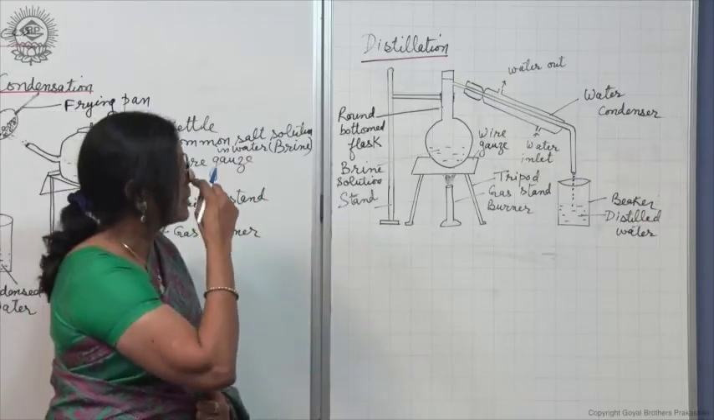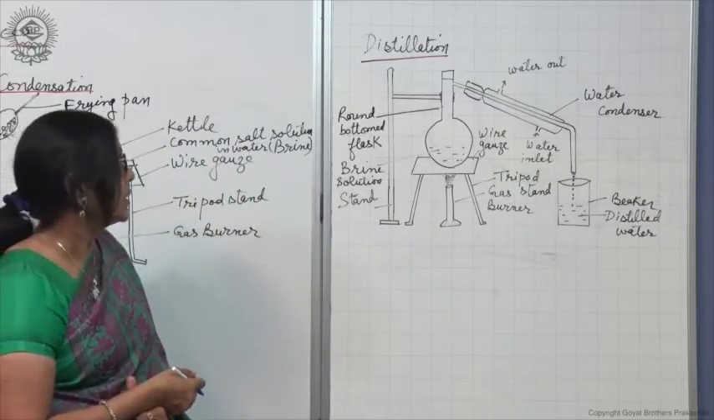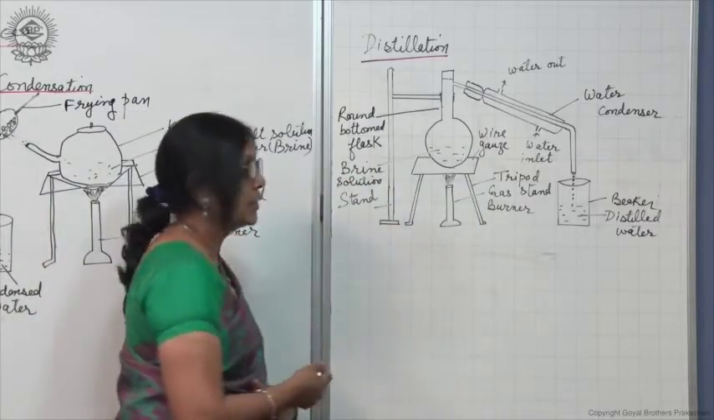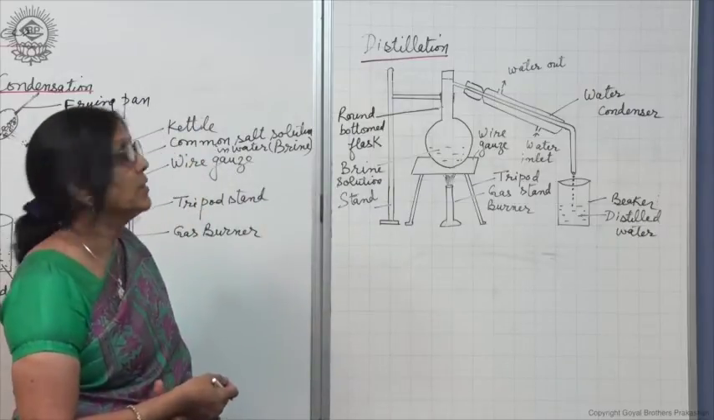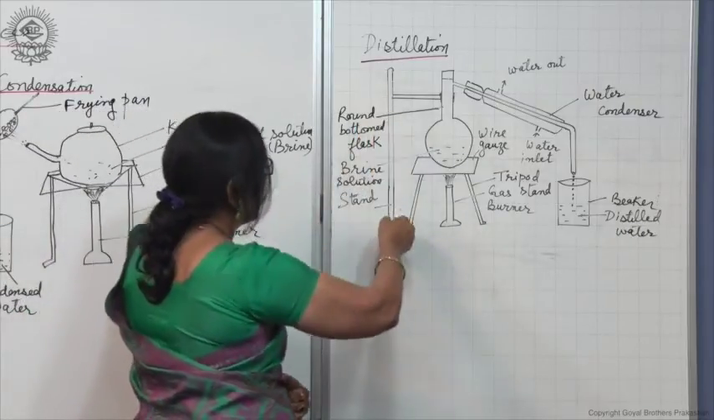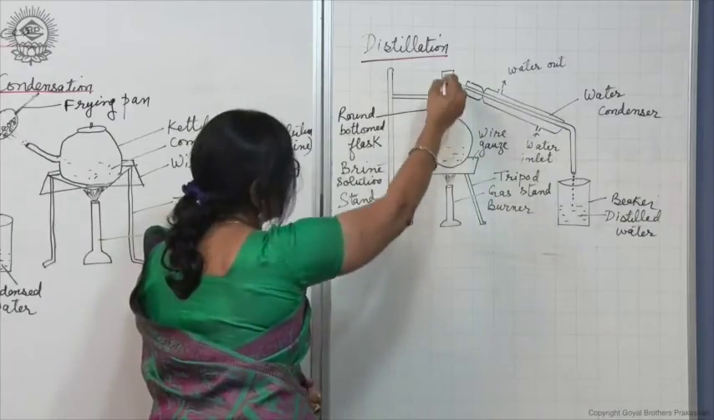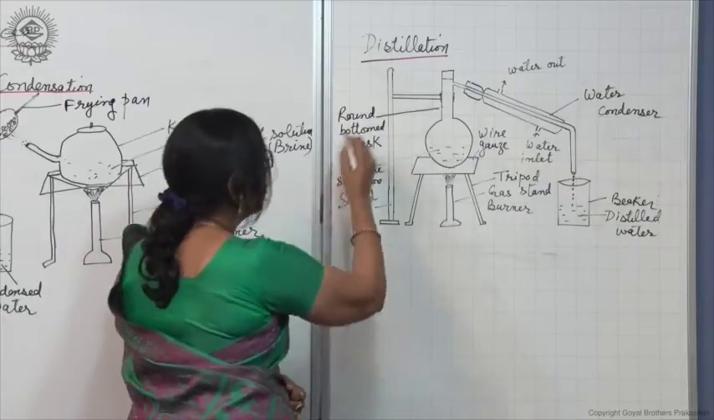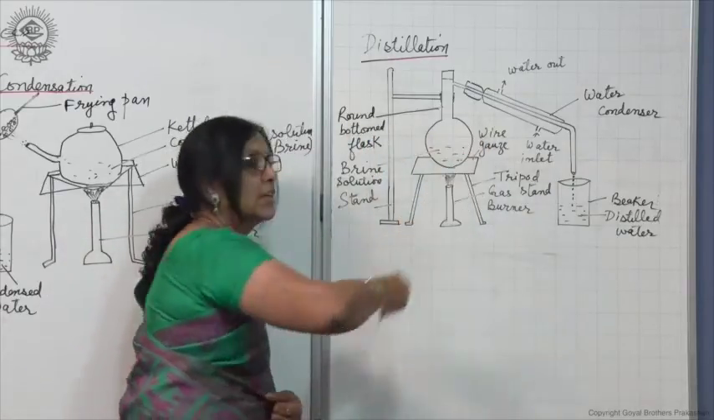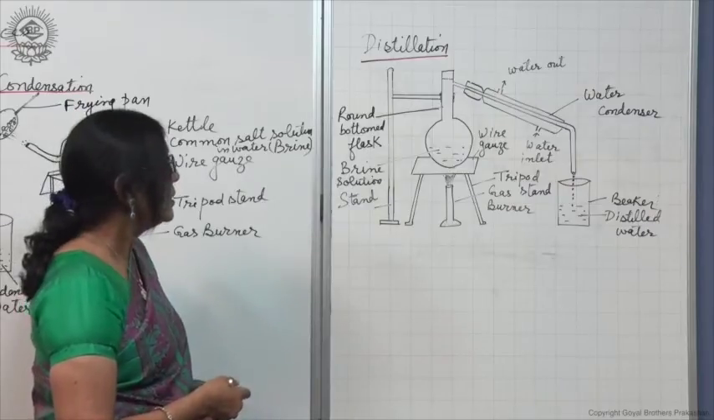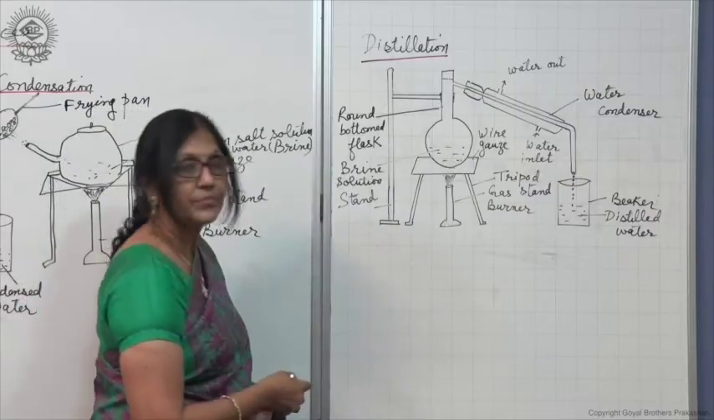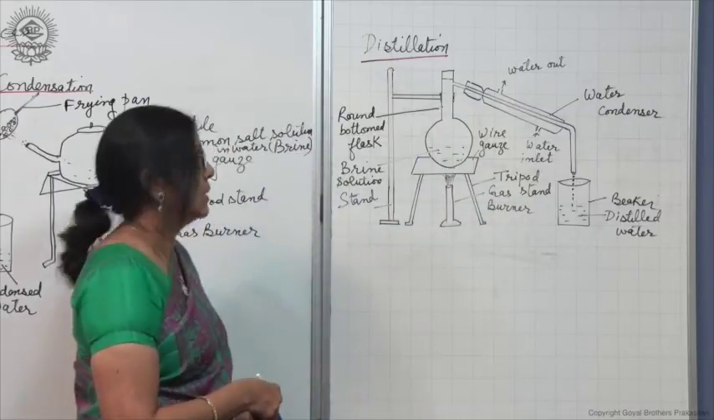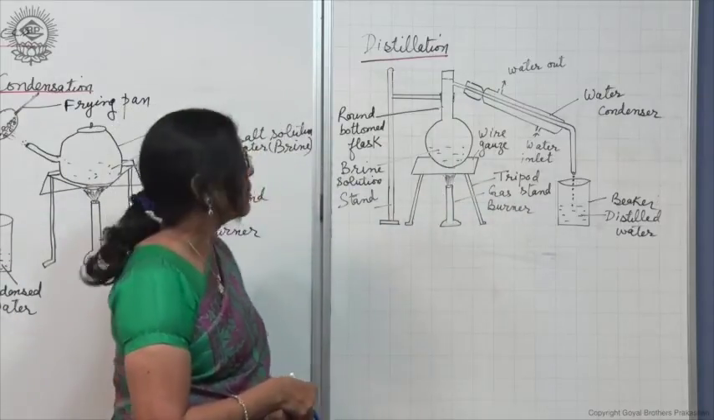But with the help of this apparatus, which you can get in the lab, by fitting it in this manner, let us see what are the various types of apparatus we are using. Here a clamp stand is taken. With the help of this clamp stand, this glass flask, which is called a round bottomed flask, because it has a round bottom, is fitted over the tripod stand fitted with a wire gauze, below which is placed a gas burner.